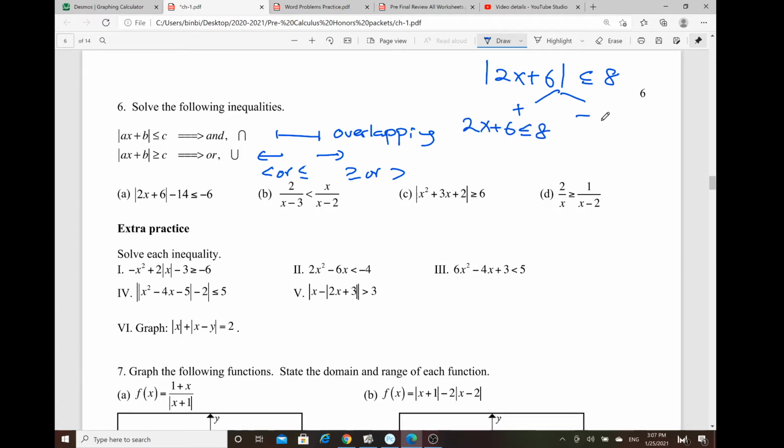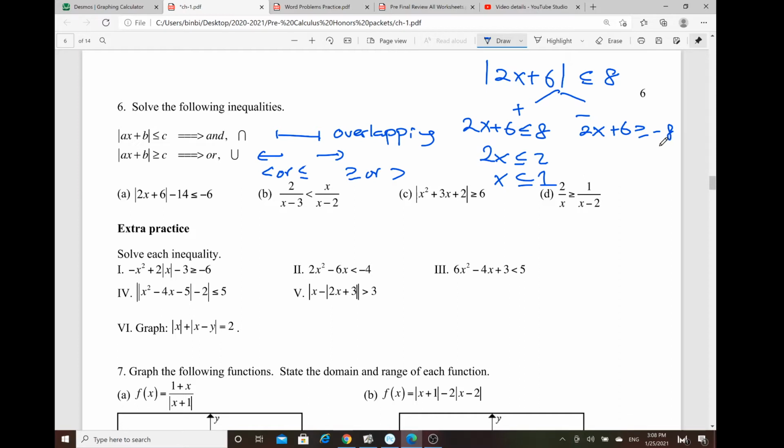For the negative, we keep the same content inside the absolute value, but this time we switch the less than or equal to into greater than or equal to, and also switch the constant 8 to its opposite. Then solve for x. Since it's less than or equal to, it's going to be overlapping, so it's an intersection. 2x is less than or equal to 8 minus 6, which is 2, so x is less than or equal to 1.